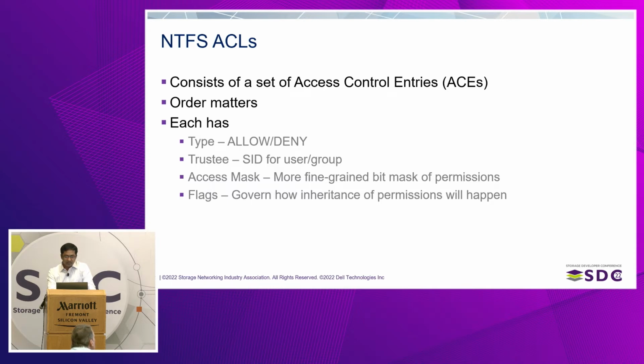Here, the type tells us whether the permission bits in the access mask are allowed or denied. The trustee tells us who the ACE applies to. The access mask is basically the permissions which are allowed or denied. The flags tell us how these permissions are going to get inherited. For example, if this ACL is on a directory and you create another file or directory under it, the flags determine whether those permissions are inherited. But I'm not going to talk about inheritance in this presentation.